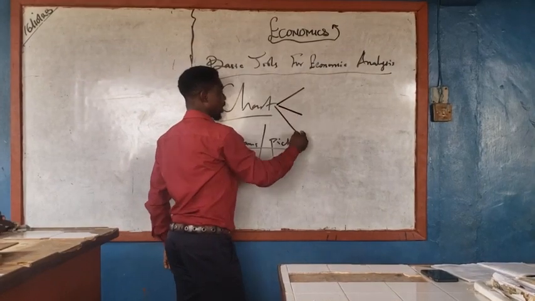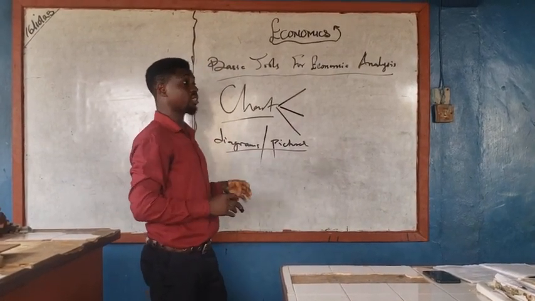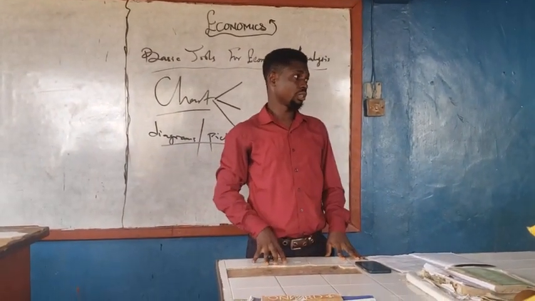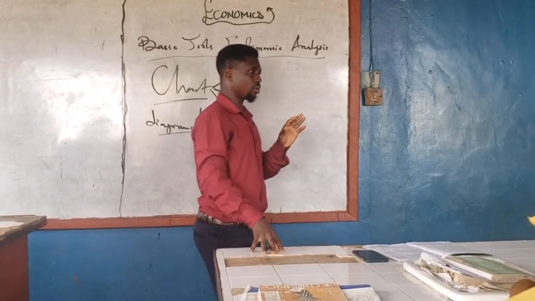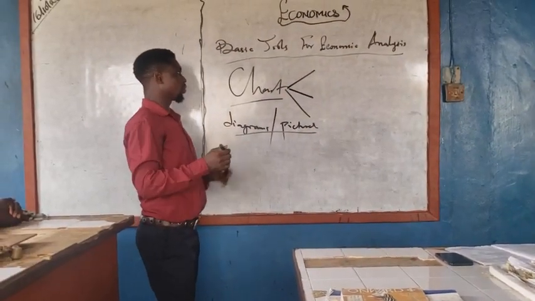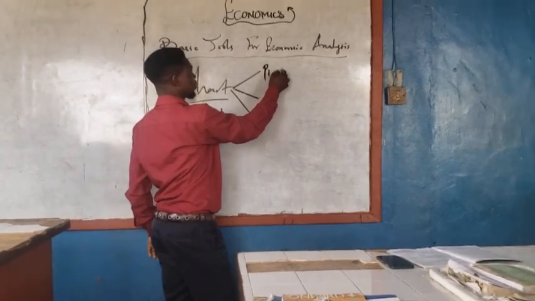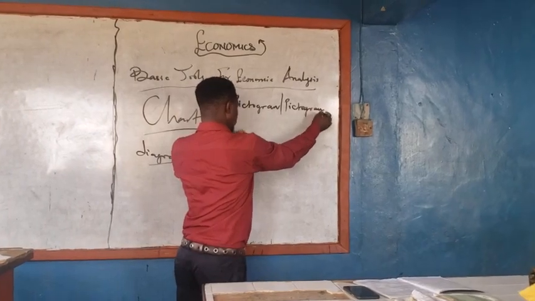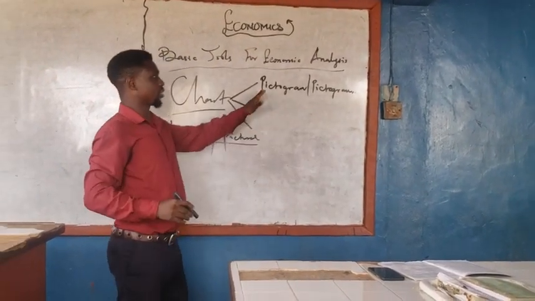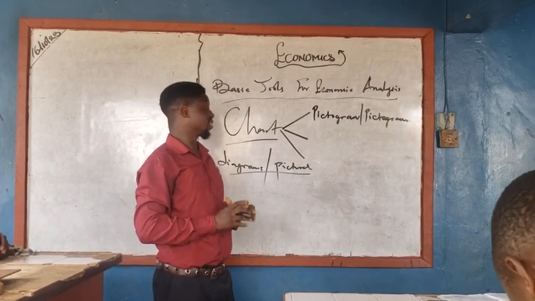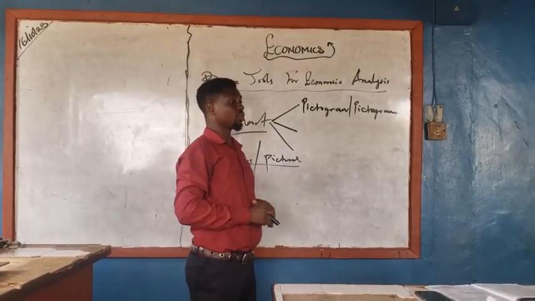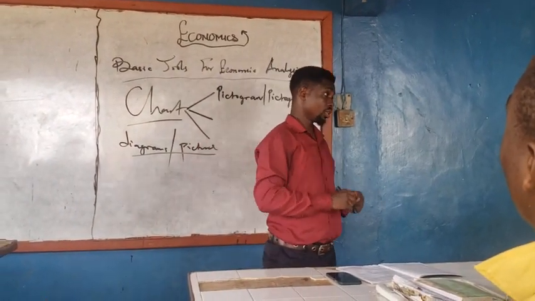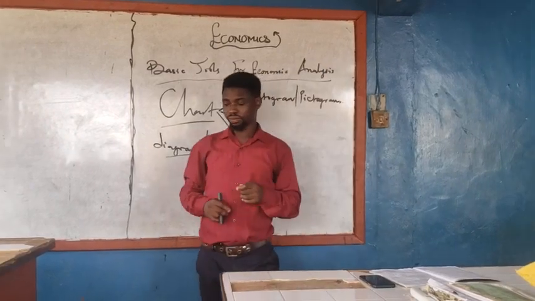There are 3 major types of charts. Like I said earlier, a chart can be defined as an interpretation or representation of data in form of diagram or pictures. The first one is called the pictogram or pictograph. This kind of chart is the simplest among them. This is where you use a diagram or picture to represent your information. Do you understand? Yes.